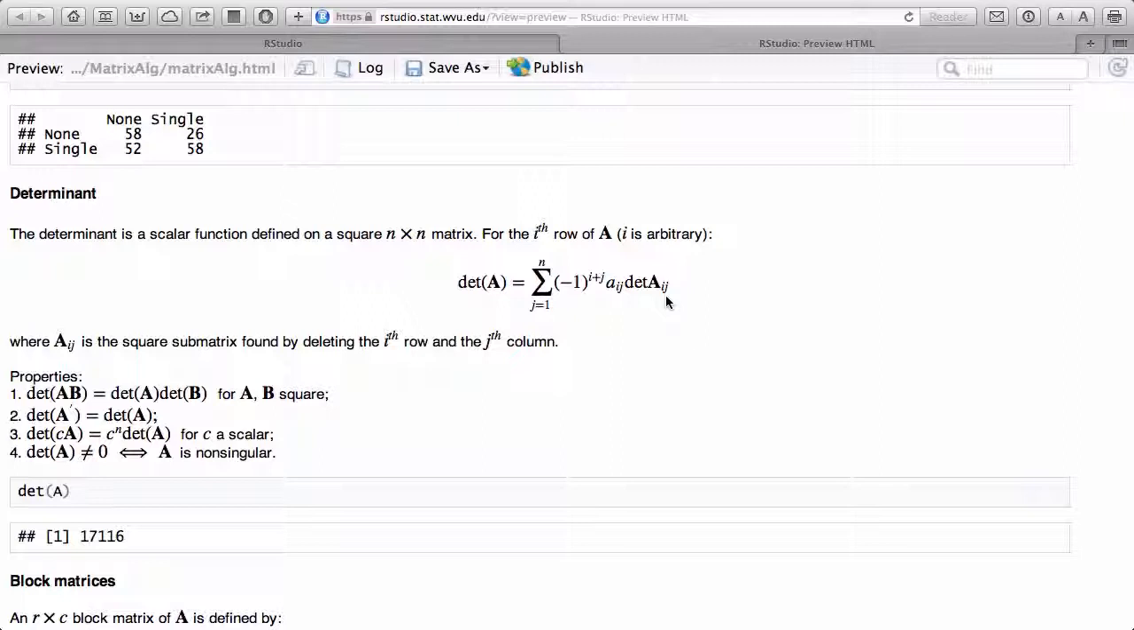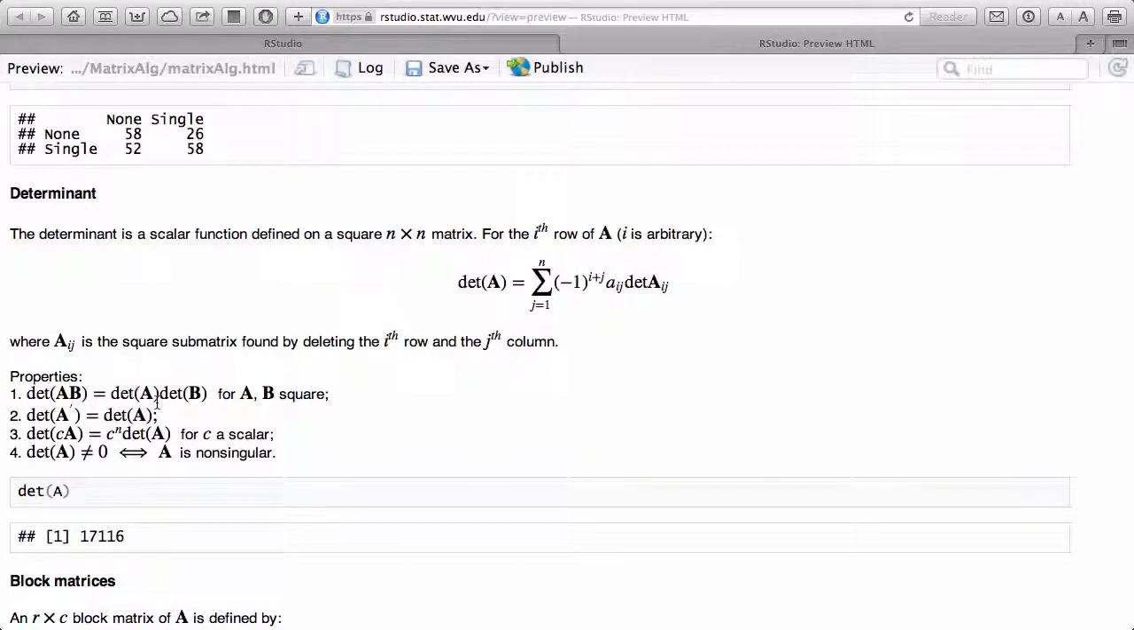You don't want to do this by hand. But fortunately in R, there's a function called det for the determinant of A, and the determinant of A is 17,116.